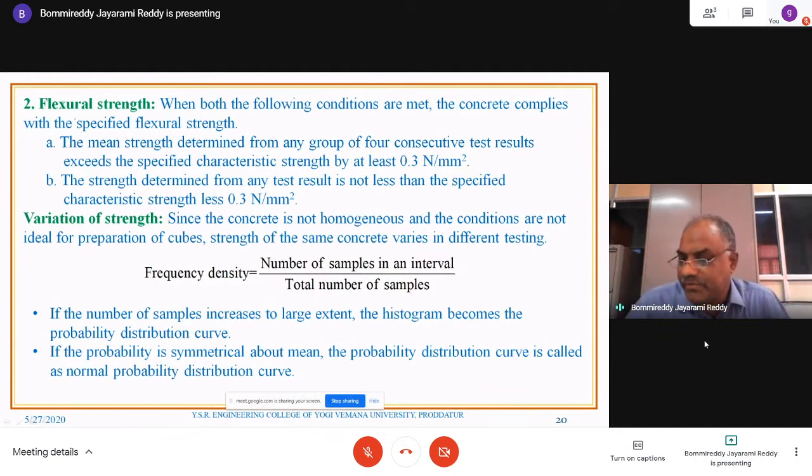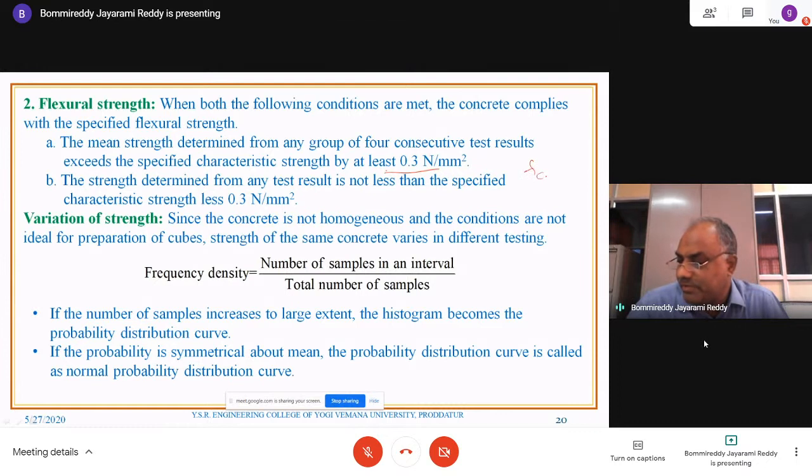So, the acceptance criteria for flexural strength is when both of the following conditions are met: the concrete complies with the specified flexural strength. The mean strength determined from any group of 4 consecutive test results exceeds the specified characteristic strength by at least 0.3 Newton per mm square. The strength determined from any result is not less than the specified characteristic strength less 0.3 Newton per mm square. So what is going to happen here?